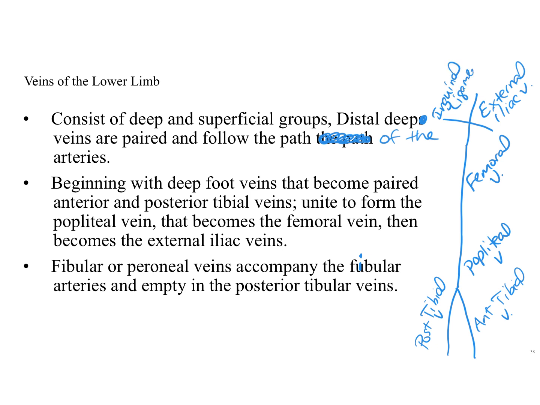And then the external iliac vein joins with the internal iliac vein to become the common iliac vein, and then the two common iliac veins join together to become the inferior vena cava. Draining into the posterior tibial vein are the fibular veins, otherwise known as the peroneal veins.